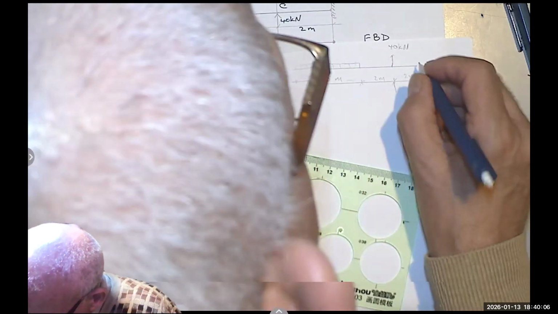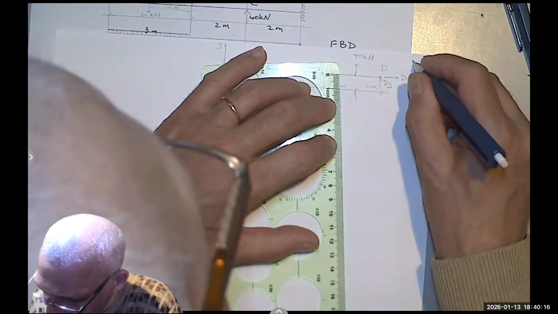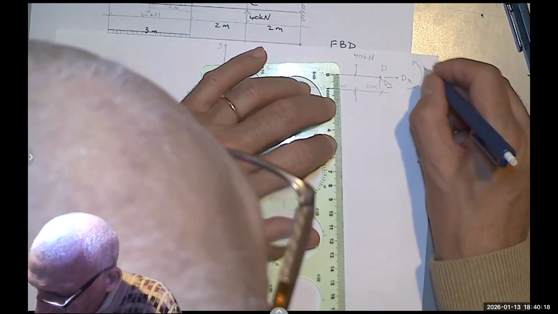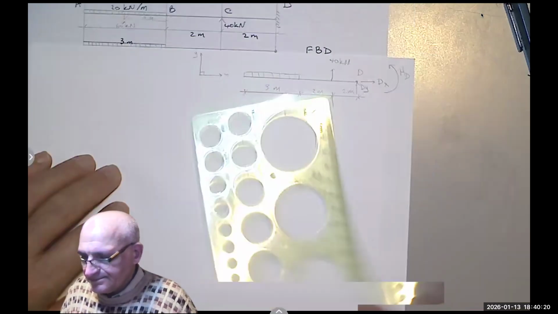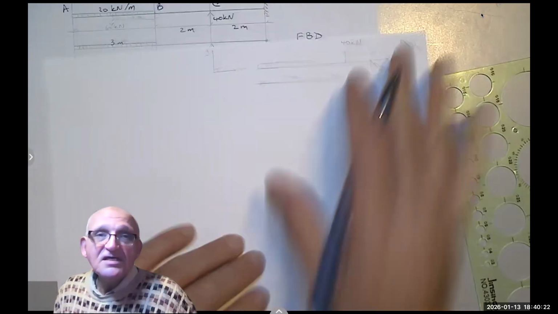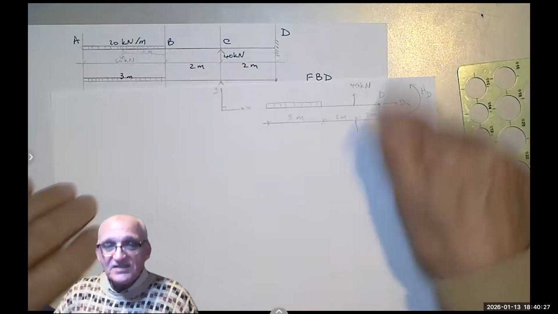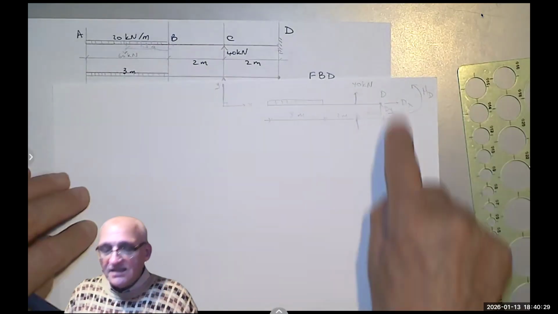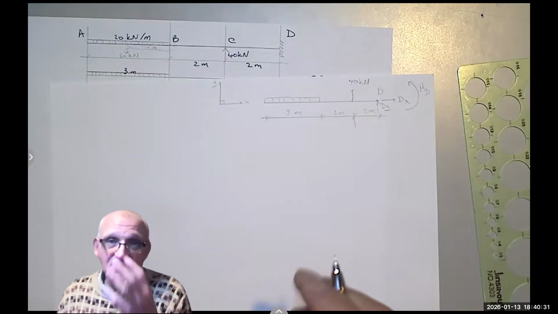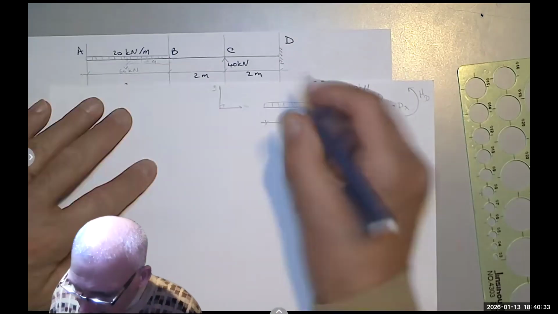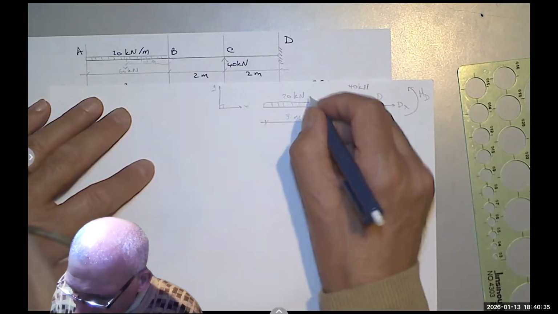Okay, and then here at D, I have potentially a Dx, a Dy, and a counterclockwise moment, M, at D. Okay, so this is a free body diagram, meaning I took the supports, which is one support, and replaced it by the potential internal reactions. This is 20 kilonewton per meter.